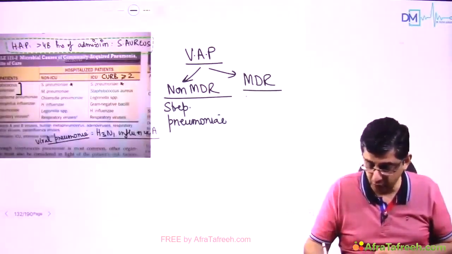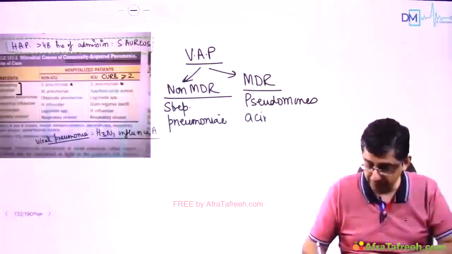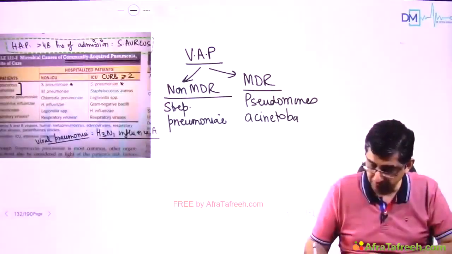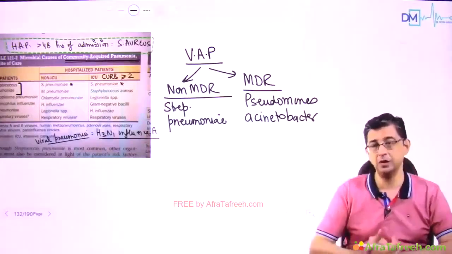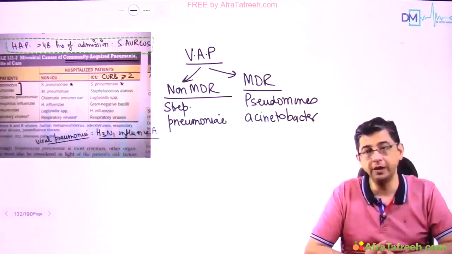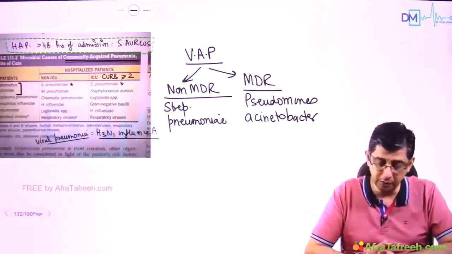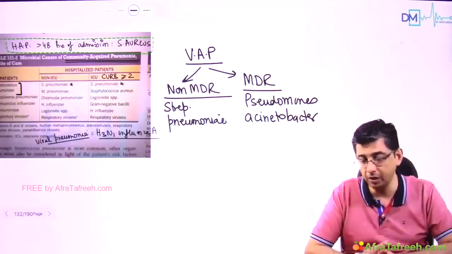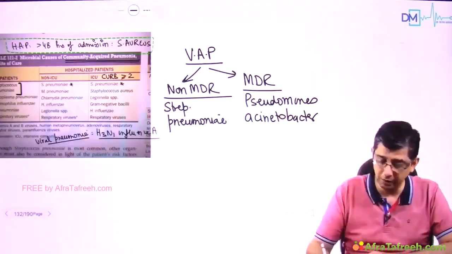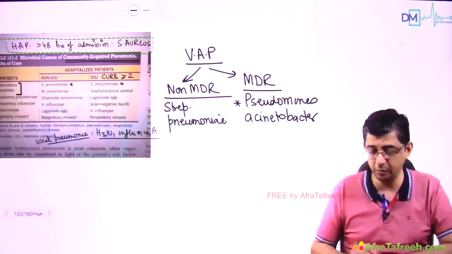MDR is straightforward. No aspects, no problems, no controversy with MDR. That is Pseudomonas. It could be Klebsiella. It could be Acinetobacter. In fact, Acinetobacter has deliberately been asked because a couple of studies in AIIMS revealed Acinetobacter to be more common than Pseudomonas, but we'll go by Harrison and that says Pseudomonas and then Acinetobacter. Gram-negative organisms are both MDR and non-MDR, but the point is Pseudomonas mainly is to be answered for MDR, and for non-MDR ventilator-associated pneumonia, Streptococcus pneumoniae.